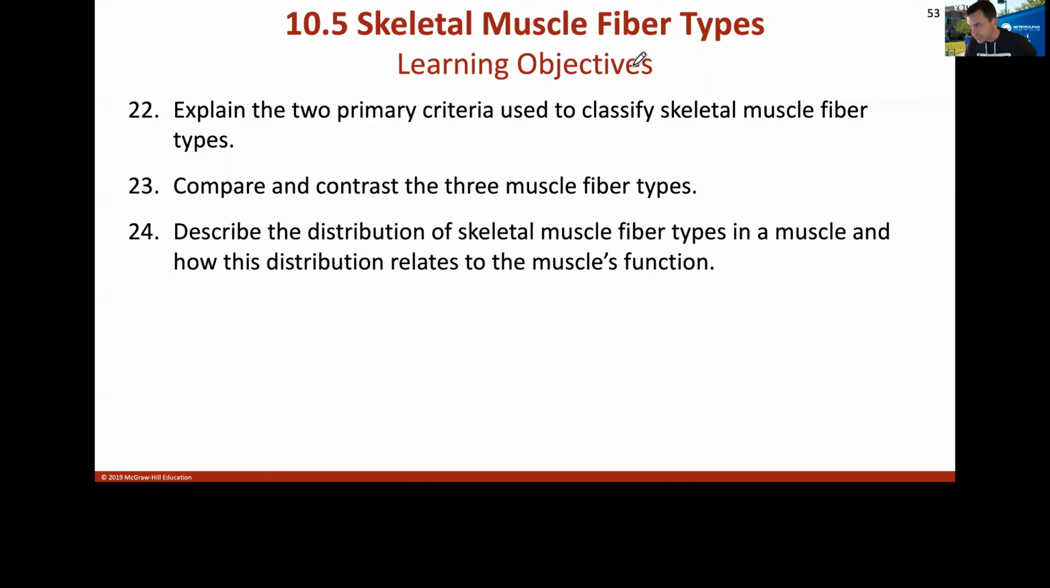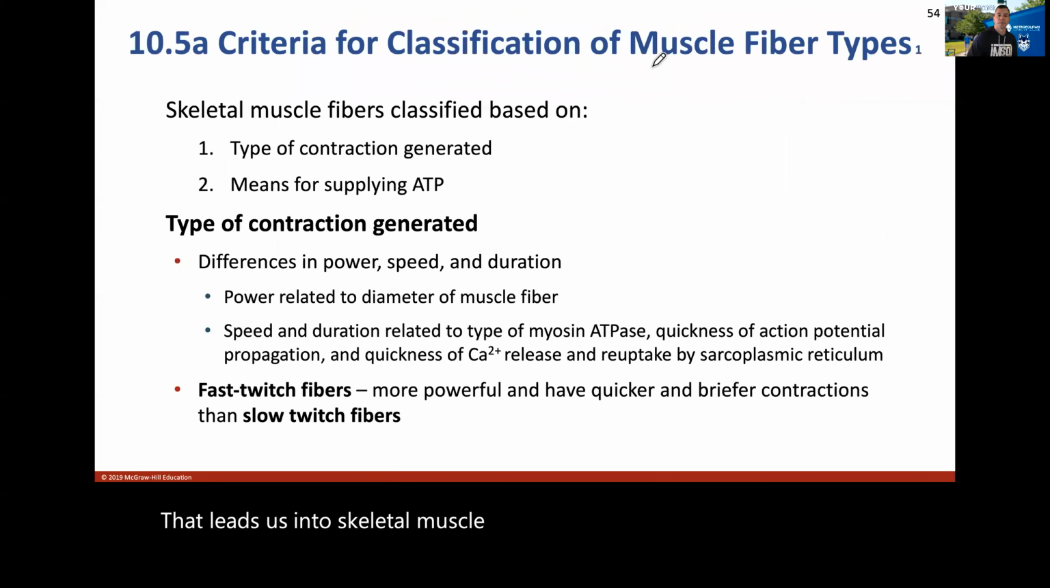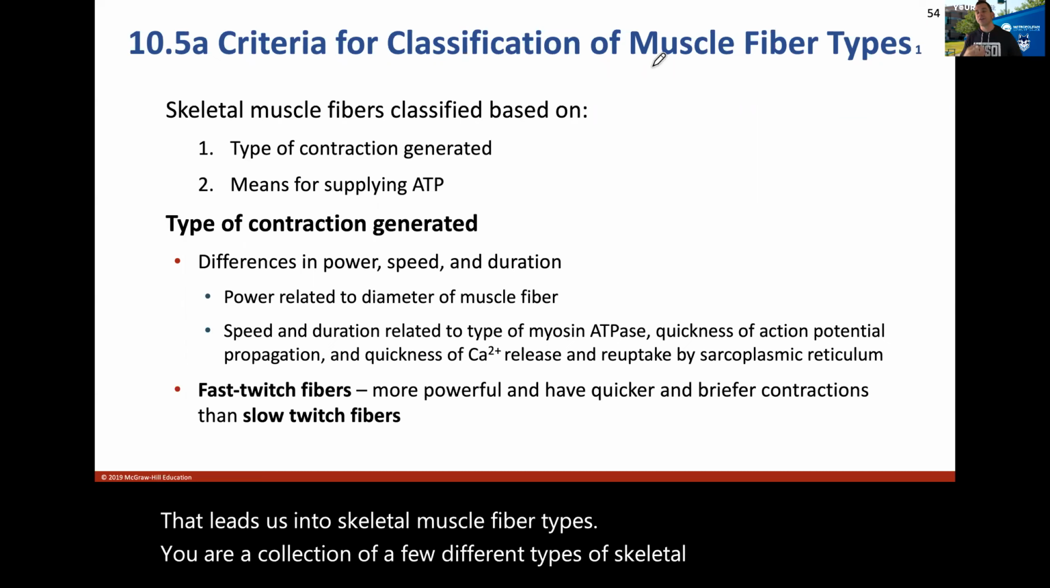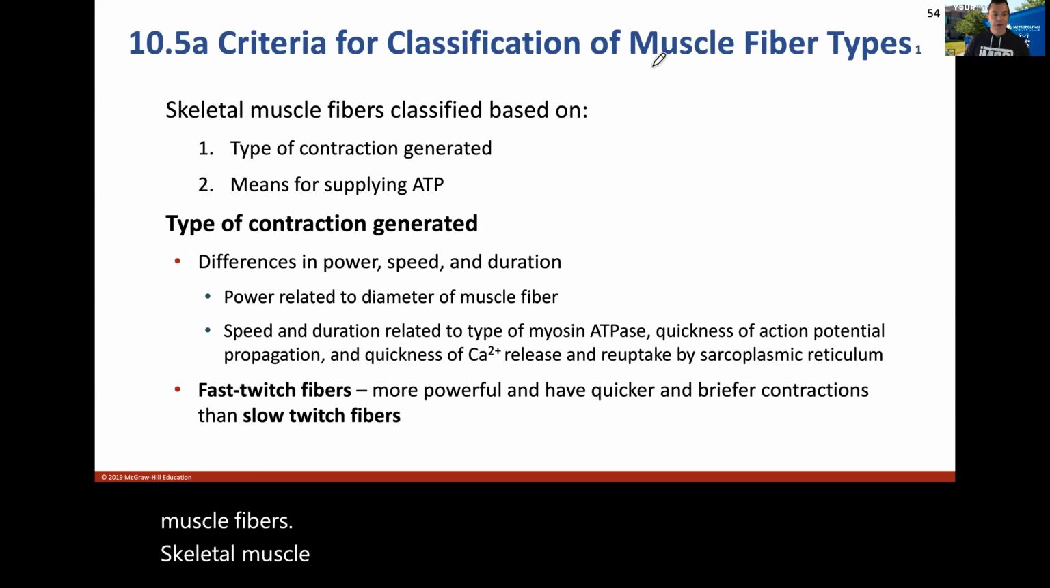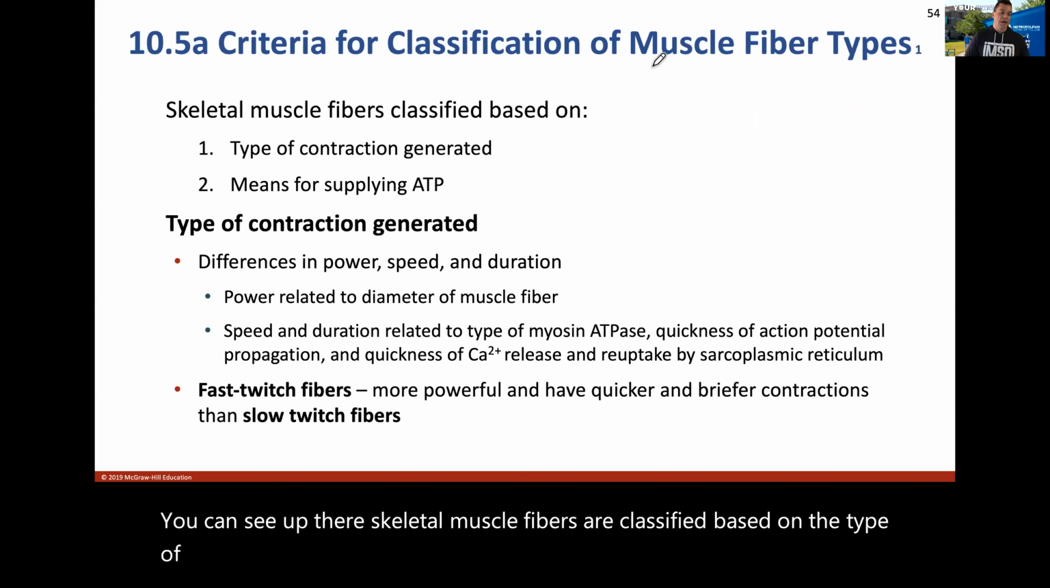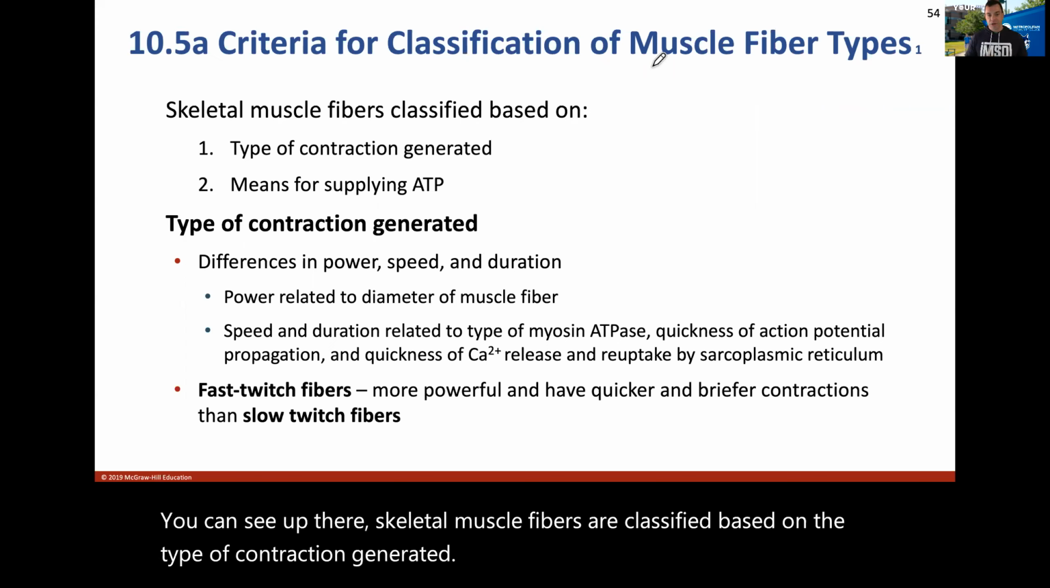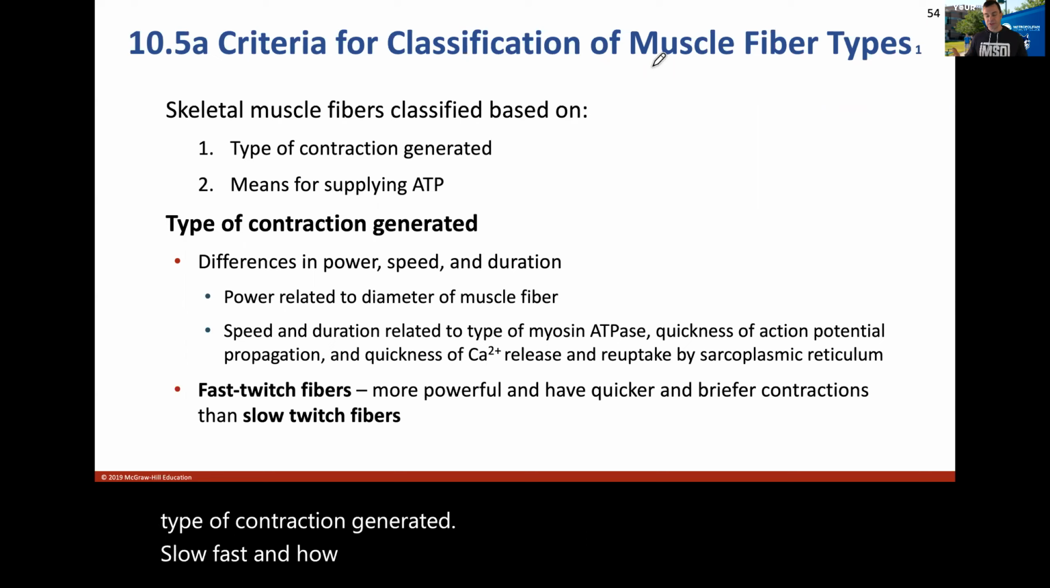That leads us into skeletal muscle fiber types. You are a collection of a few different types of skeletal muscle fibers, skeletal muscle cells. You can see up there, skeletal muscle fibers are classified based on the type of contraction generated, slow, fast, and how much they are supplied by ATP, means for supplying ATP. Aerobic, anaerobic, a bunch of fun stuff.